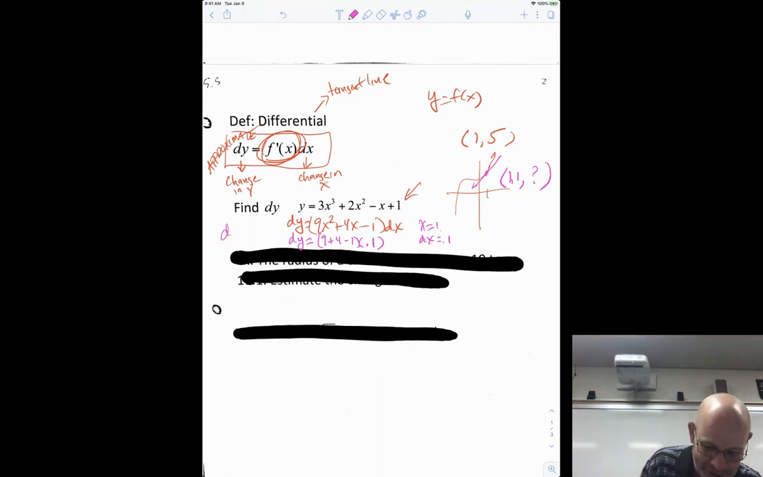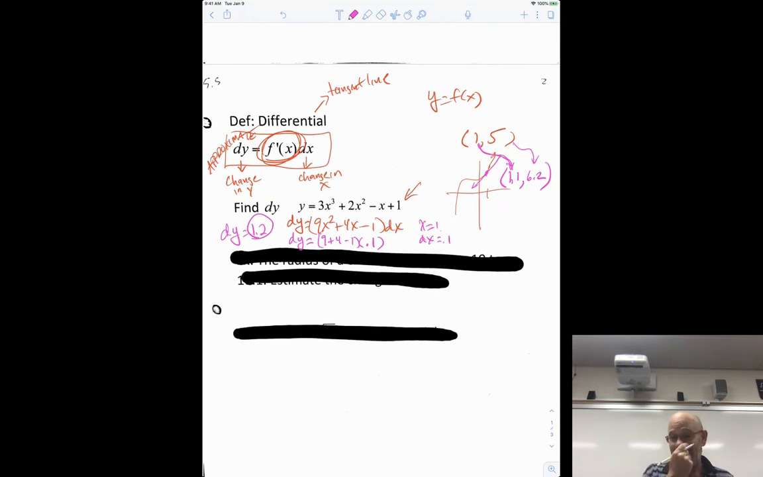dy equals 1.2. What that means is that's the change in y as x goes from 1 to 1.1. So x is 1, y is 5, x is 1.1. Y has to be that 5 plus that 1.2, or 6.2. So that's my approximation for plugging 1.1 in there: I get 6.2.